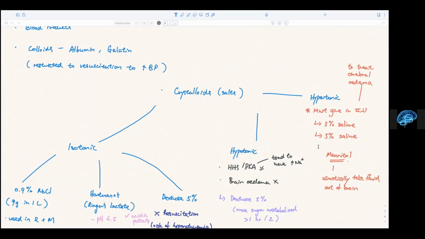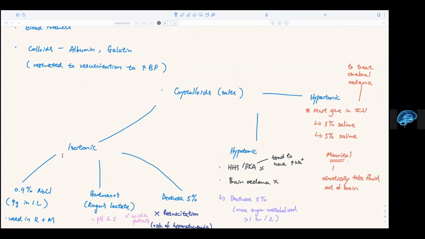It must be given in ICU. So either 3% or 5% with close monitoring of UEC, because you don't want rapid correction causing central pontine myelinolysis or cerebral edema, depending on which way you're correcting. But if you're correcting up, it's usually central pontine myelinolysis. That's it for hypertonic.